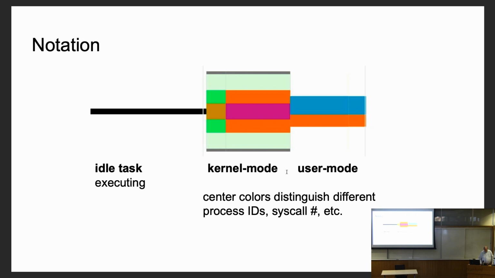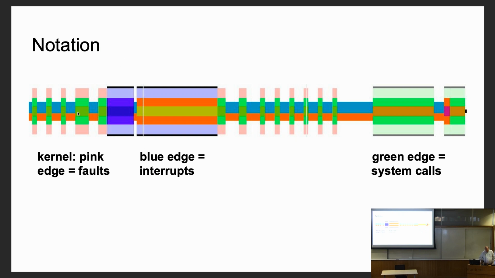For the kernel stuff, things that are faults have pink edges, and things that are interrupt handling have blue edges, and things that are system calls have green edges. So you can distinguish, and those are the only 3 ways of getting from user mode to kernel mode. There's nothing else. You get a 2-bit pair ECC error in memory. There's a machine error interrupt. And so you're doing interrupt handling.